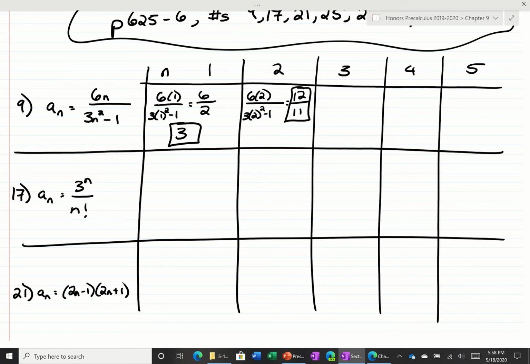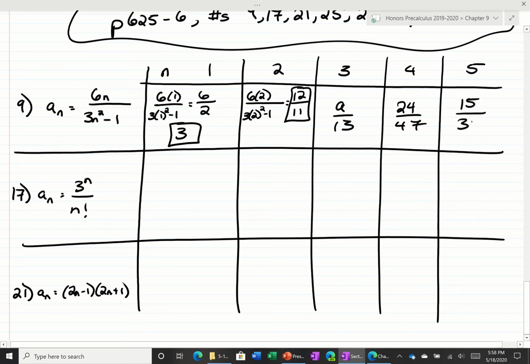All right, so for number 9, it goes 3, 12 over 11, and then you'd get 9 over 13 here, 24 over 47, and then 15 over 37. I showed you where that comes from.